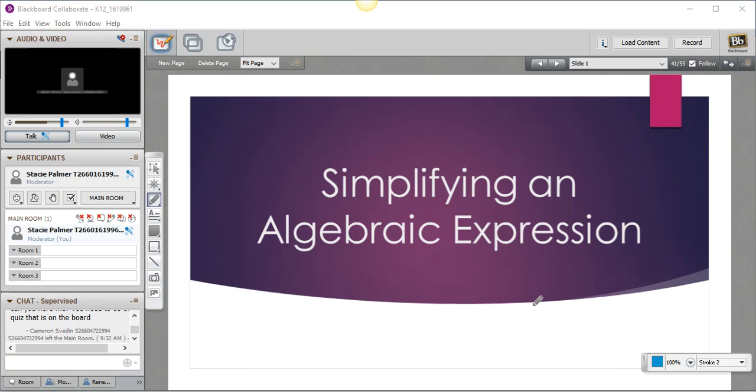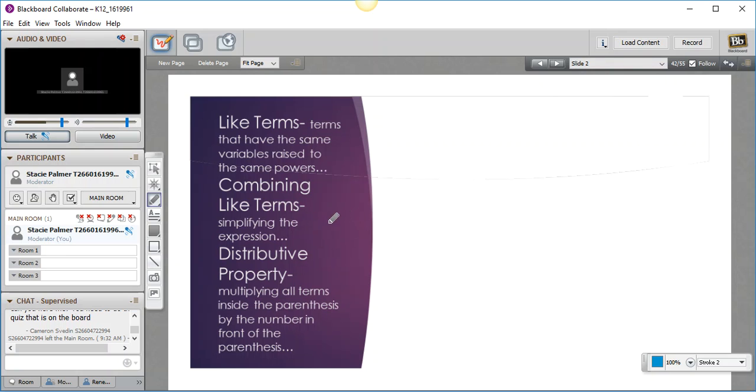So today's lesson is on simplifying an algebraic expression. The first thing that we're going to talk about really quickly is some new vocabulary. I think one of the things that is the most confusing about math is the vocabulary. So the first word that you need to know is like terms. Okay, like terms are terms that have the same variables raised to the same powers.